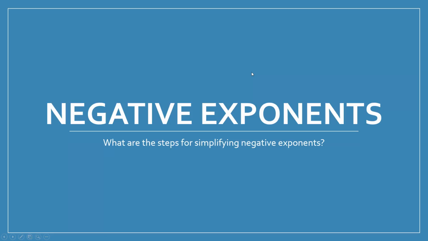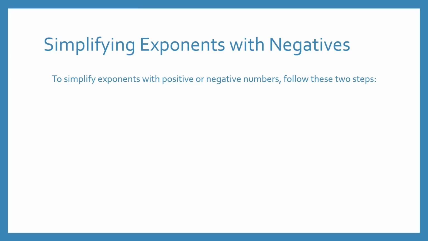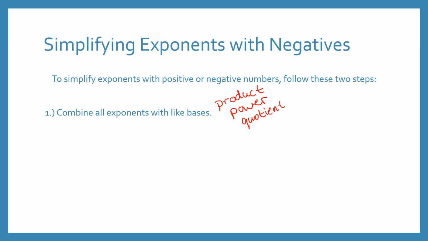All right, so let's talk a little bit more about negative exponents and steps for simplifying them. To simplify exponents with positive or negative numbers, we need to follow these 2 steps. First, try to combine all exponents with like bases. You might have to use the product rule for this. You might also have to use the power rule. And the most recent one we talked about was the quotient rule. So try to combine as much as you can first, using the product, power, or quotient rule before you even try to get those negative numbers to be positive, because you might save yourself a lot of work that way.